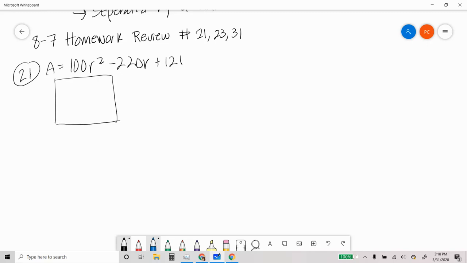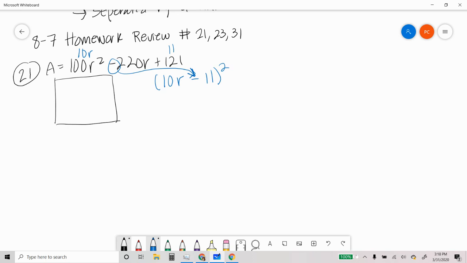If we look at the first and the last term, 100r squared is a perfect square because 10r times 10r equals 100r squared. 121 is a perfect square because 11 times 11 is 121. So if this is a perfect square, this would factor to 10r minus 11 squared. It would factor to a binomial square. Notice that the sign between the two terms is negative because the middle term is a minus.